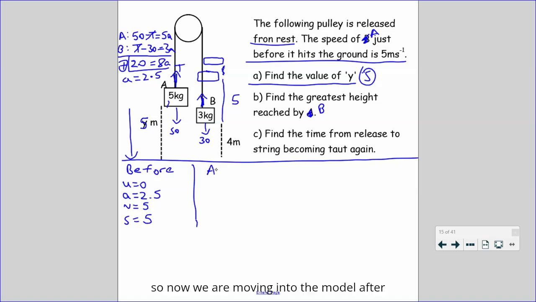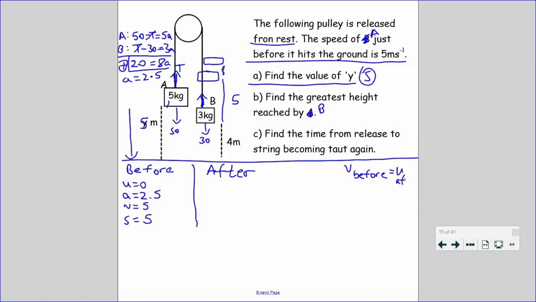Okay. So now we are moving into the model after it hits. Remember your key point, V before, which I told you, equals U after. So V before hitting was 5. That means after hitting, U is 5. Again, because one particle has hit the ground, tension is gone, and gravity is just acceleration, which is minus 10. And greatest height means V equals 0.